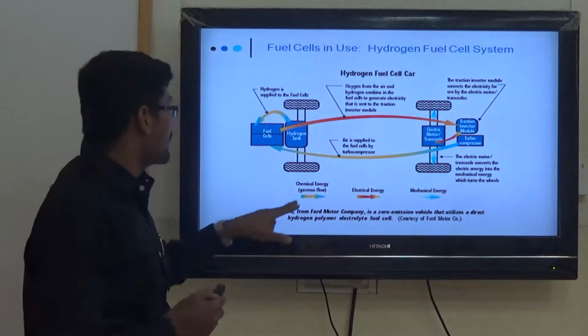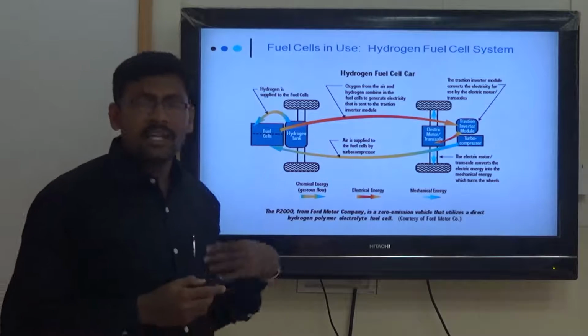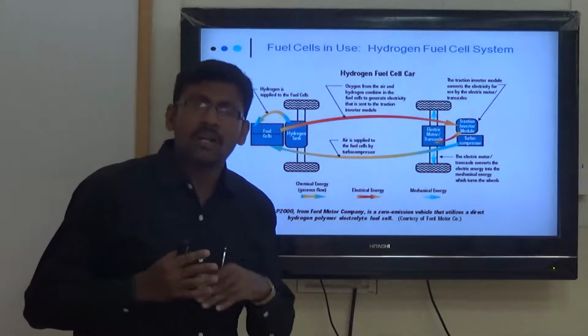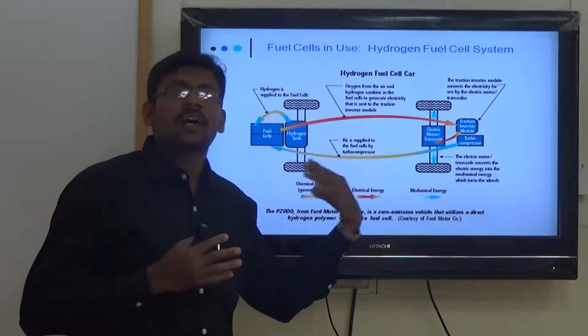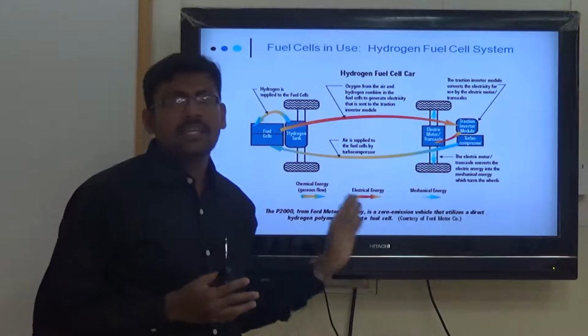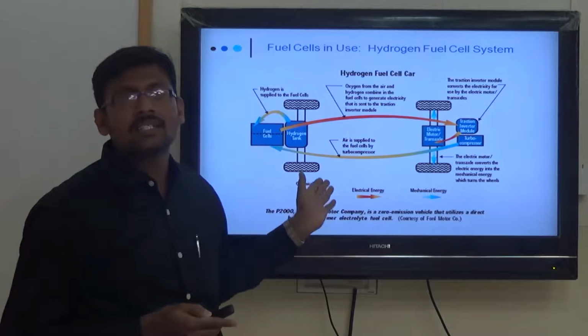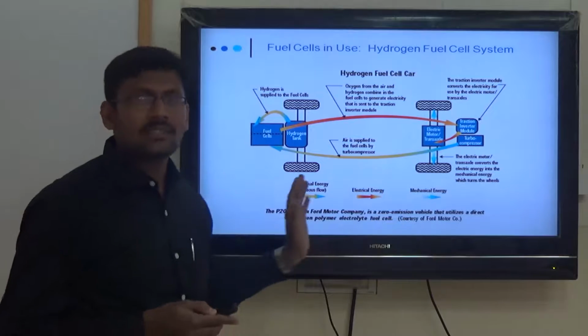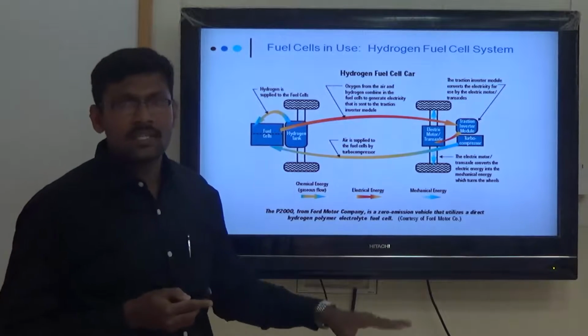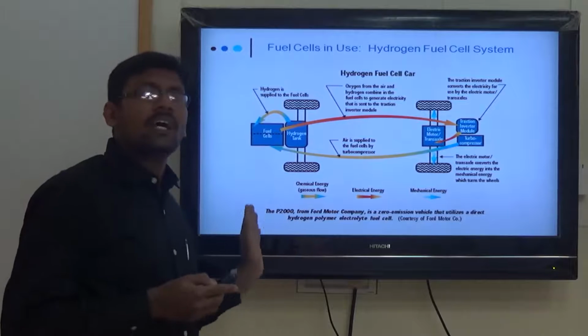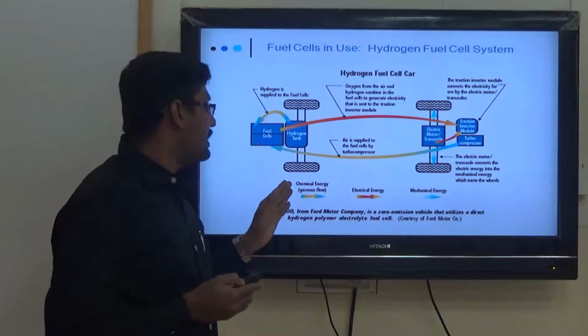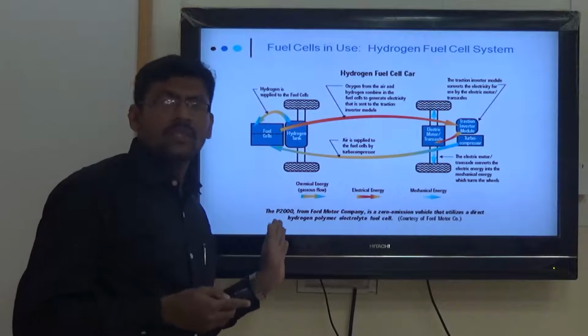Okay, the chemical energy. Here there is no generation of electricity. One form of energy is converted to another form of energy. Here the chemical energy is transformed to electrical energy, and then electrical energy is transformed to mechanical energy. This is what the law of conservation of energy says: there is no creation of energy. We are only converting one form of energy to another form.